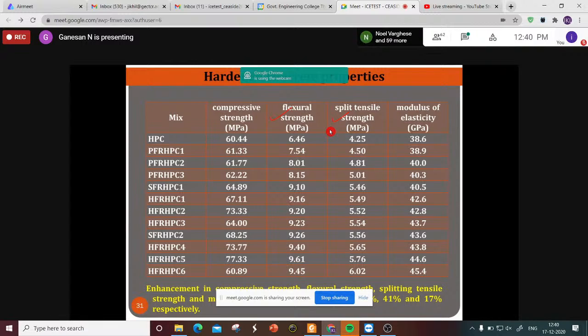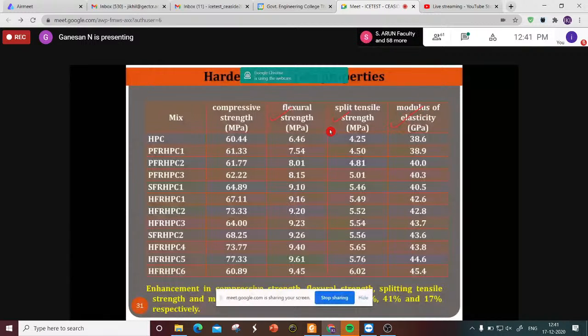But if the fiber content is more than the optimum, what will happen? That will lead to a balling effect and reduce the strength. Similarly for modulus of elasticity, in GPa.